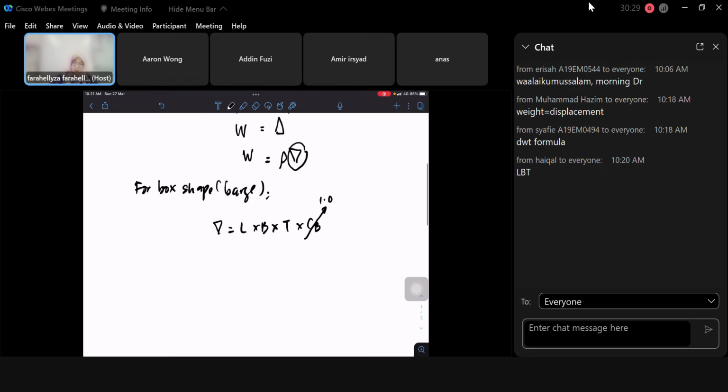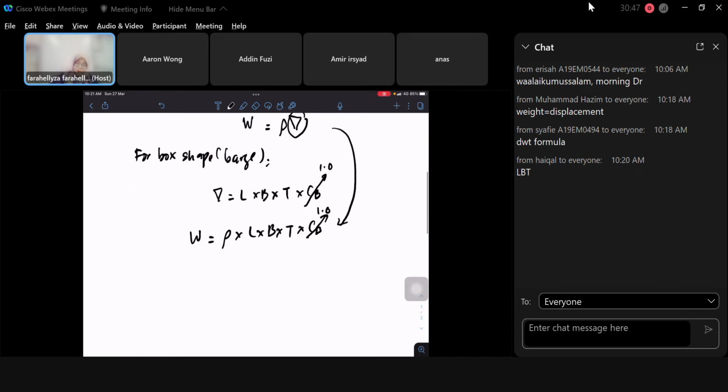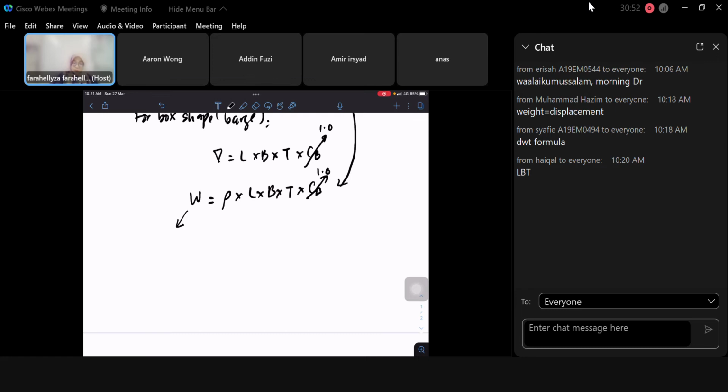Okay, so basically, if we rewrite this equation back, it will become W is equal to rho times L times B times T times CB, which is 1.0. And this W is a combination, it consists of W light ship, WLS, plus your DWT, your deadweight tonnage.